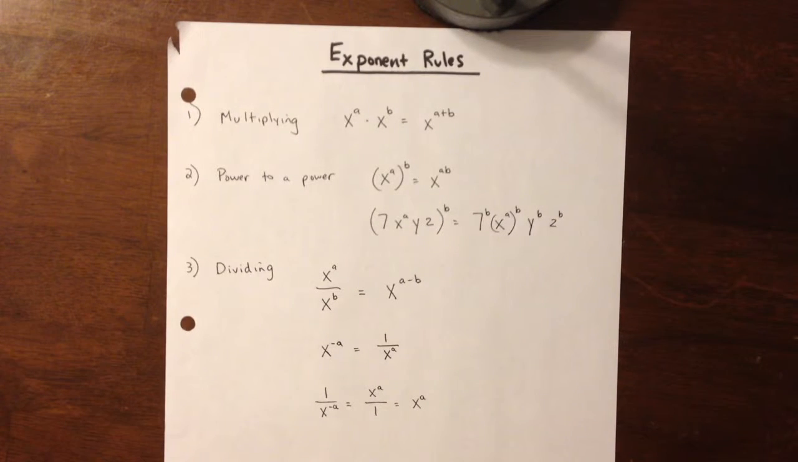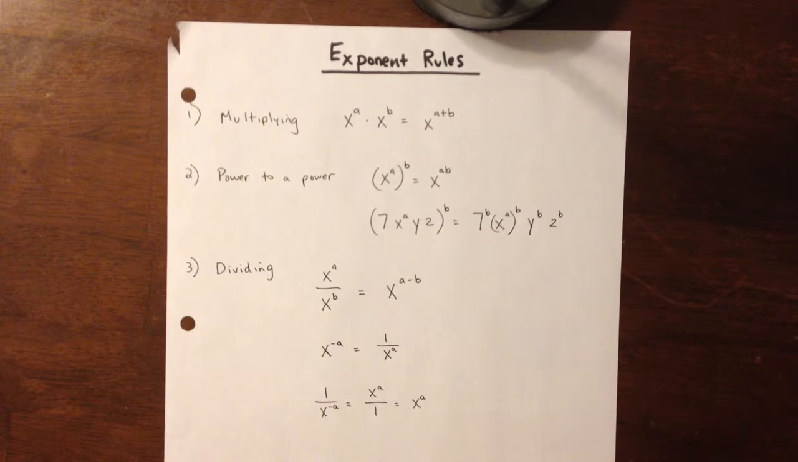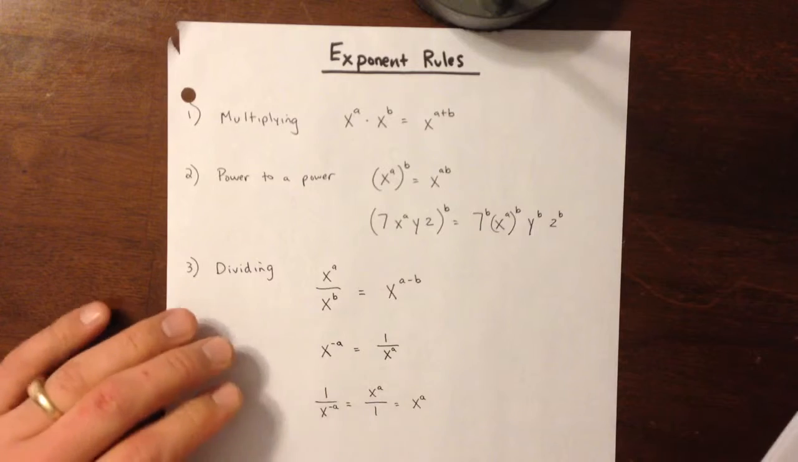Okay, now that you have the three rules written down, I'm going to take you through three examples of each type, and we'll go from there. So these are all going down in your notebook, and then I will do additional examples from your packet. Okay, so here we go.